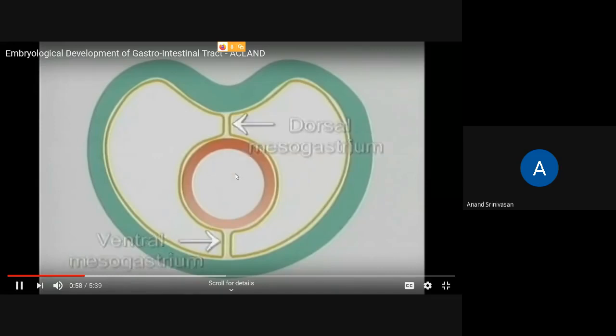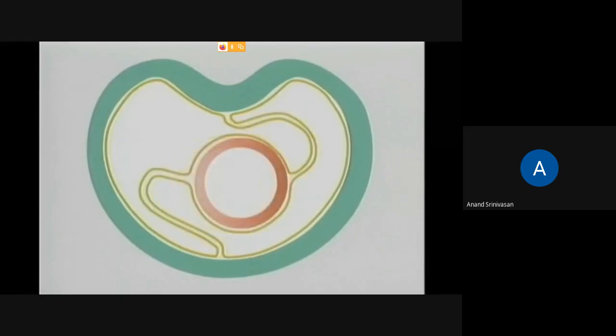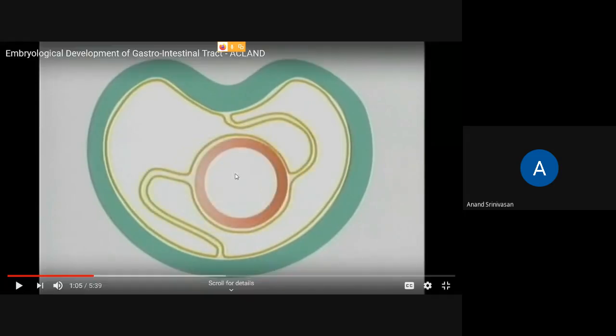Now what happens? The stomach will rotate 90 degrees clockwise. When it rotates, the dorsal and ventral mesogastrium rotate with it. So when the stomach is rotating, the dorsal mesogastrium and the ventral mesogastrium are also rotating.